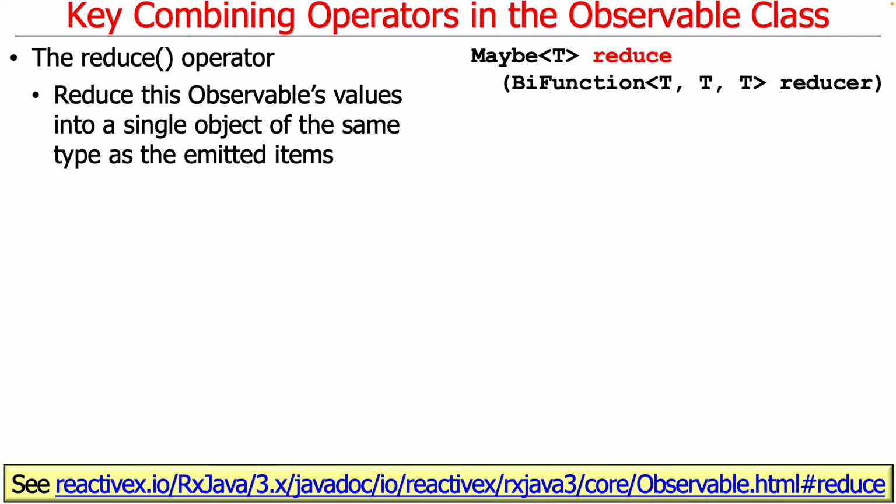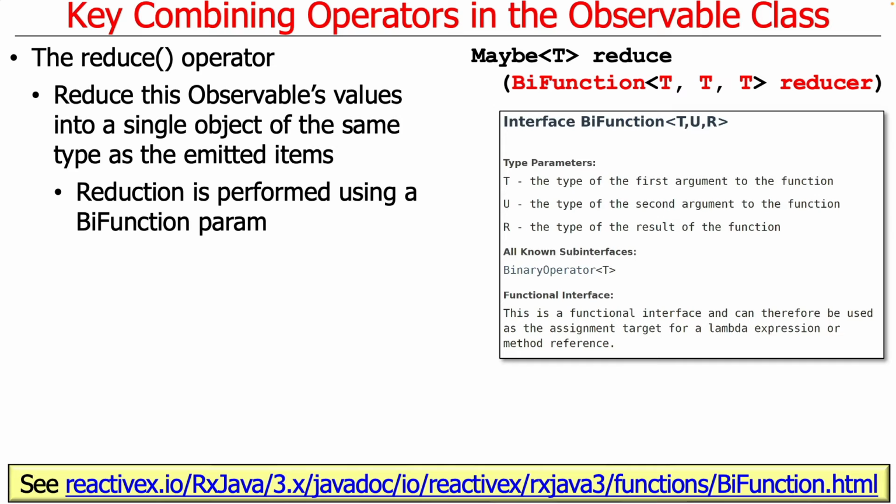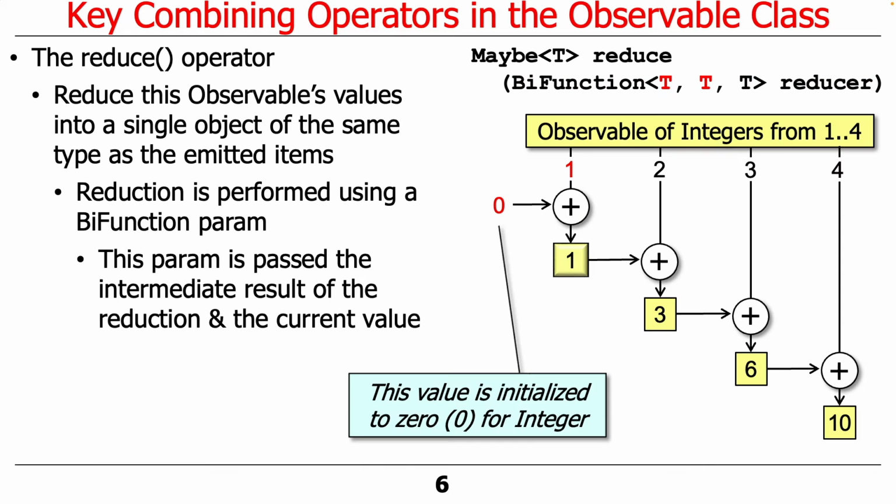The reduce operator is going to take the current observable's values and reduce it into a single object, which is indeed a maybe, of the same type as the emitted items that are coming out of the observable. And the reduction itself is performed by using a bifunction parameter, which is yet another functional interface that's defined especially in RxJava, but it also has a corollary in modern Java as well. And what happens is basically the parameters pass the intermediate result of the reduction and the current value, and this takes place repeatedly until we've reduced everything to a single value.